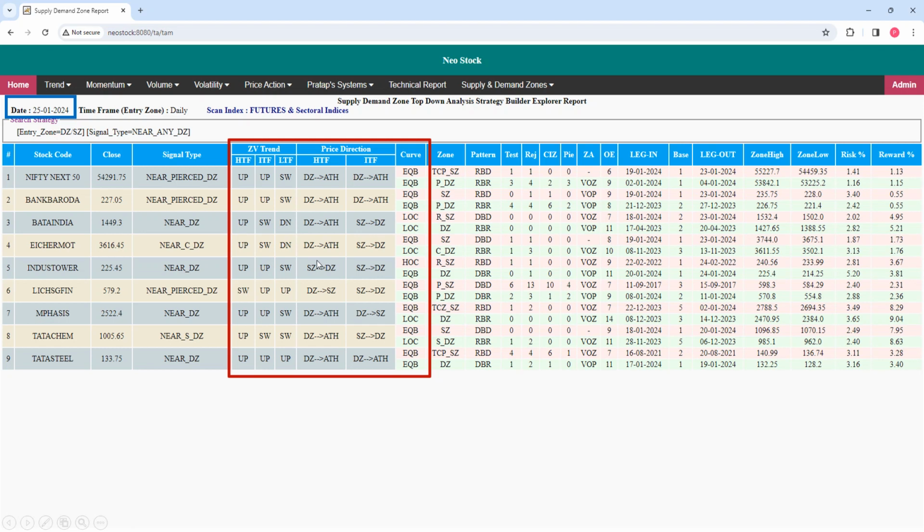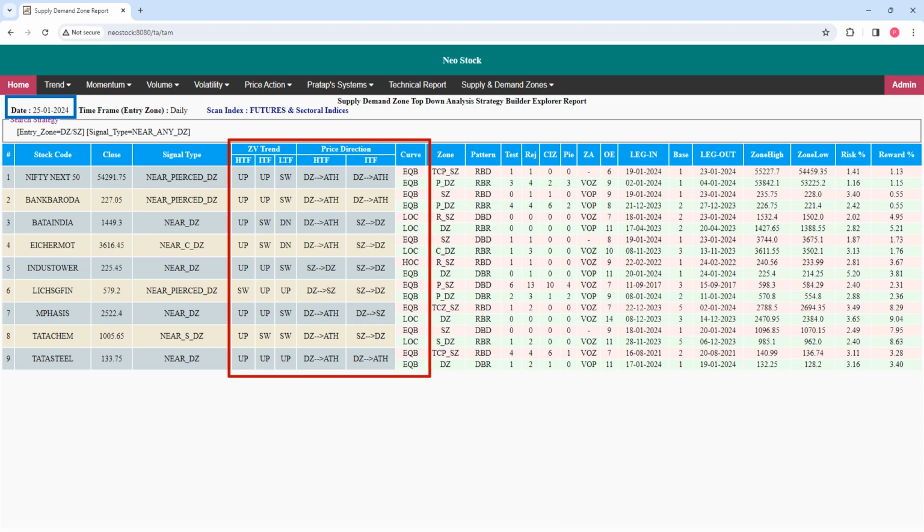Now it is easy for you to go through these columns, price direction, zone violation trend, and curve. And with the help of these columns, you will be in a position to identify the bullish stocks that are supporting a bullish trade setup as well as a bearish trade setup by going through these reports. So this is one major change.